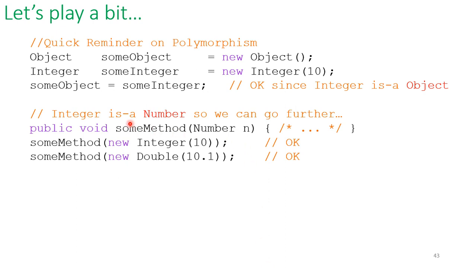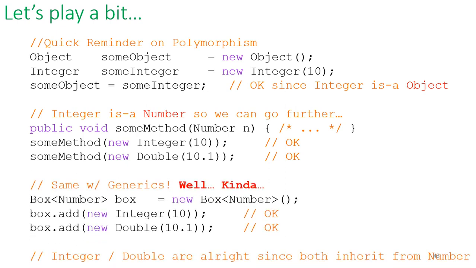Now, Integer is a Number, the same way that Integer is an Object, right? So we could have a method named sumMethod that returns void and takes a Number n as parameter, so a reference to an object of class Number. And we could call sumMethod with a new Integer object or a new Double object, simply because both the Integer and Double classes inherit from Number. So we have seen countless examples of this use of polymorphism so far.